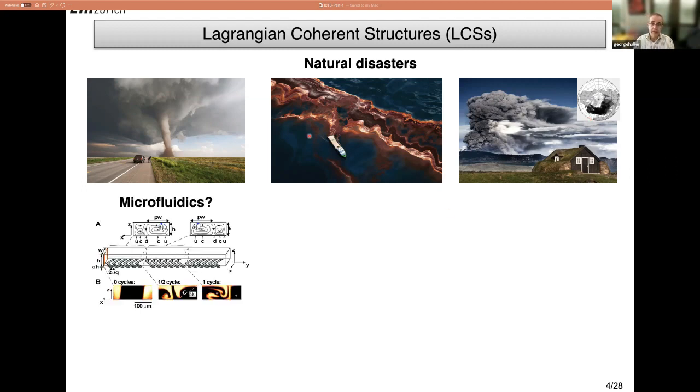But you don't have to necessarily think such large scale. They also appear at the micro scale, say microfluidics. You see various patterns in flows.